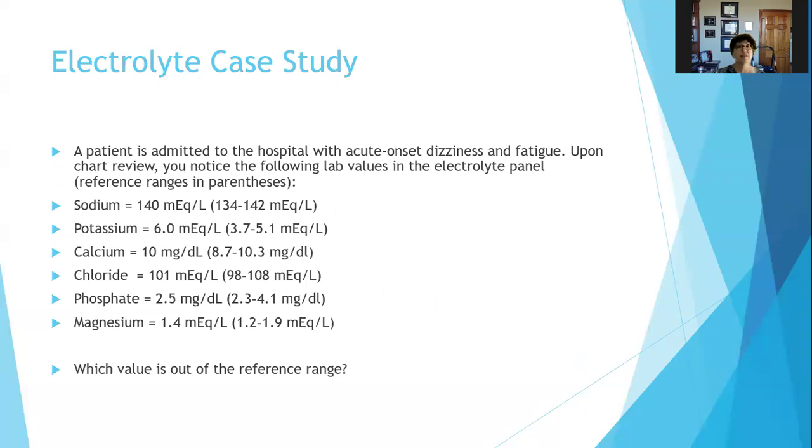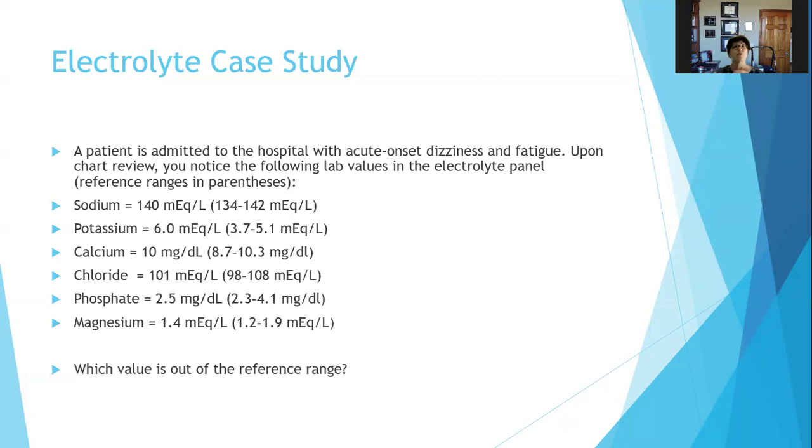So for electrolytes, a patient is admitted to the hospital with acute onset dizziness and fatigue. They woke up this morning dizzy and fatigued. Upon chart review, you notice the lab values in the electrolyte panel. The reference ranges are in parentheses, and a lot of times when you're in the hospital, that's how you see it. You see the labs with the reference ranges in parentheses, and a lot of times there will be some kind of notation if it's high or low outside of the range. So it's really easy to spot.